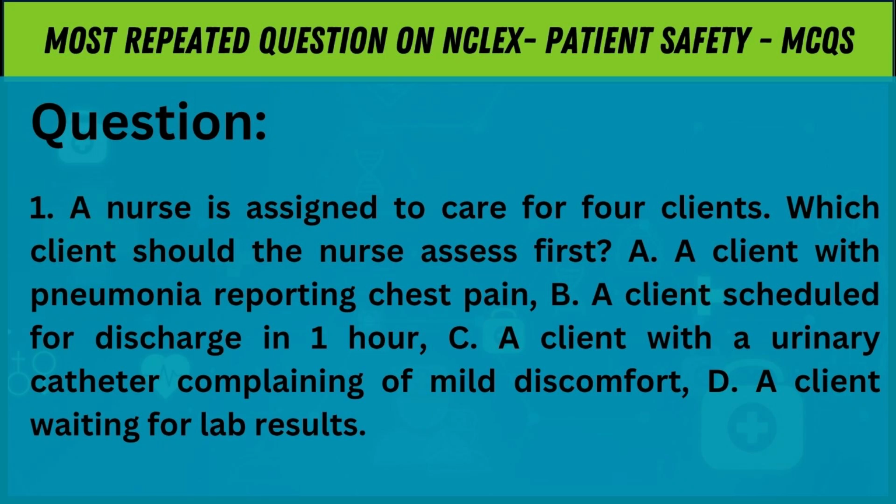1. A nurse is assigned to care for 4 clients. Which client should the nurse assess first? A. A client with pneumonia reporting chest pain. B. A client scheduled for discharge in 1 hour. C. A client with a urinary catheter complaining of mild discomfort. D. A client waiting for lab results.